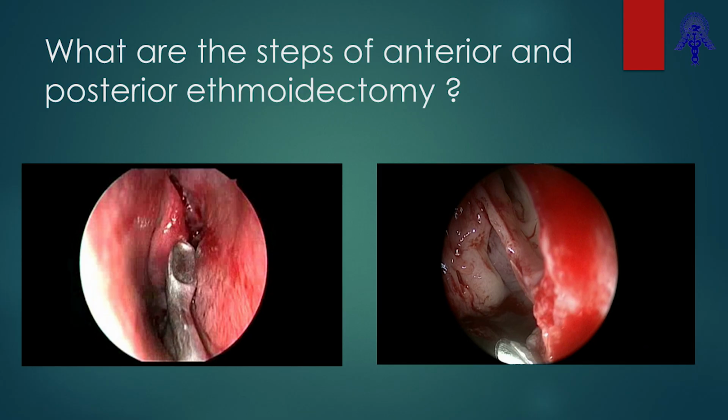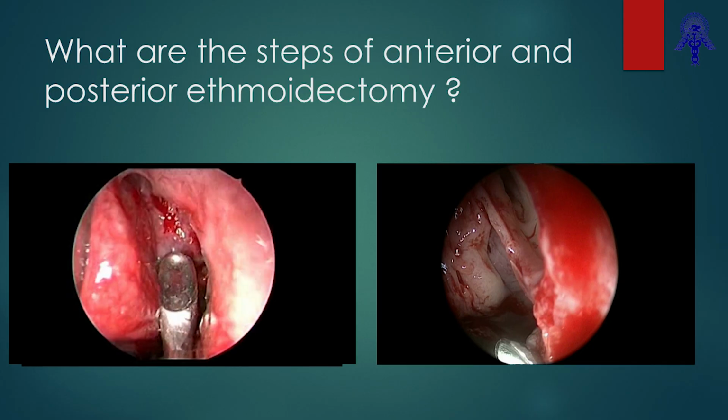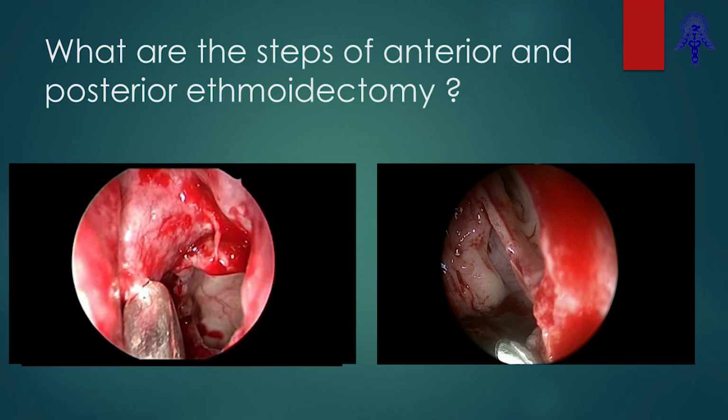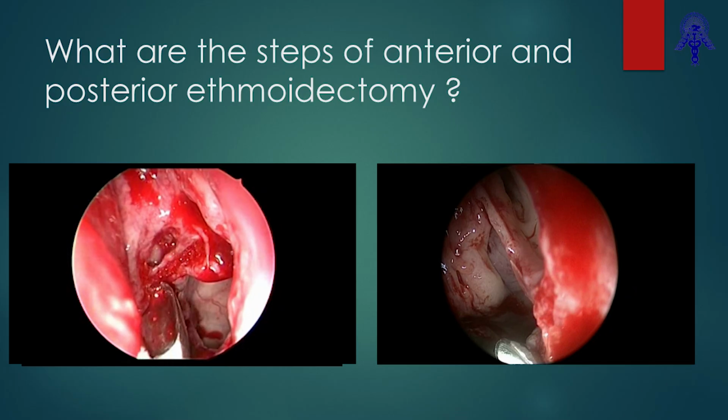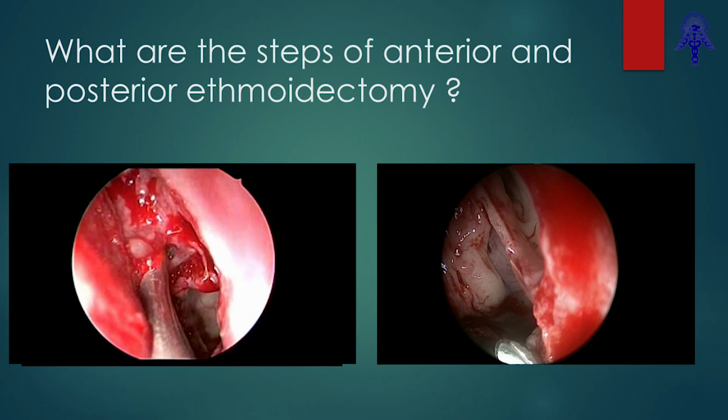What are the steps of anterior and posterior ethmoidectomy? Where is the best location to puncture the bulla? These are the questions which are asked. Yes? Antero... Inferior. It is inferior and inferomedial. Inferior and medial. Like this. This is the right nasal cavity. Somehow it's not playing. So this is the area where you puncture.